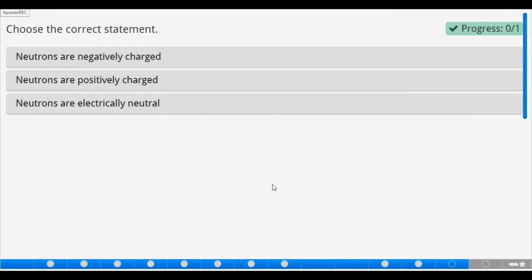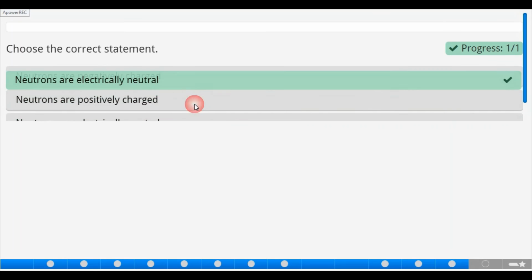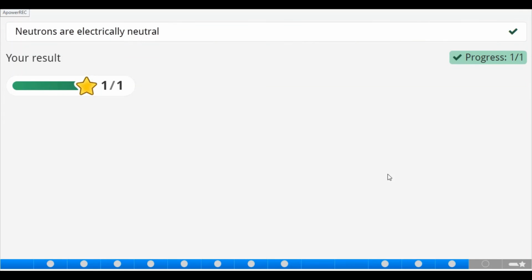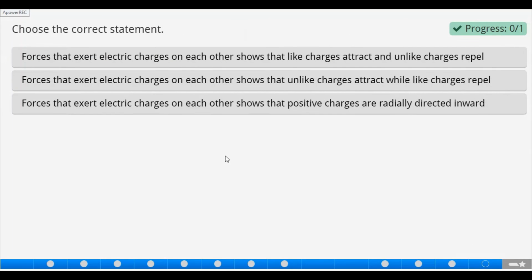Now we are to choose the correct statement out of these three. Neutrons are negatively charged. The answer is no. Neutrons are positively charged. The answer is no. Neutrons are electrically neutral. Yes, because they have no charge. So we check. That is it.